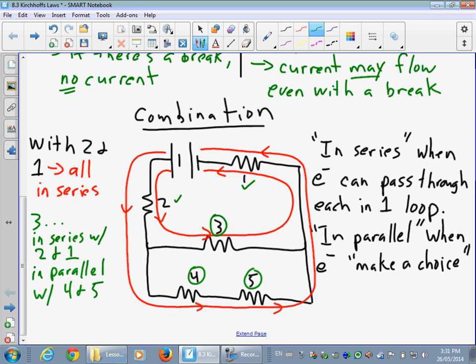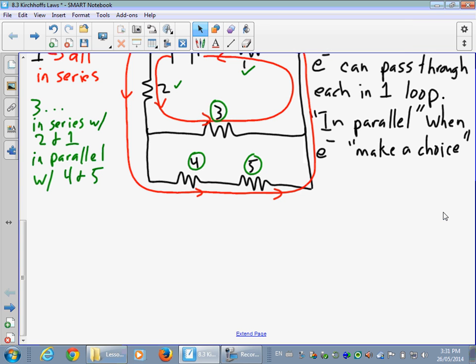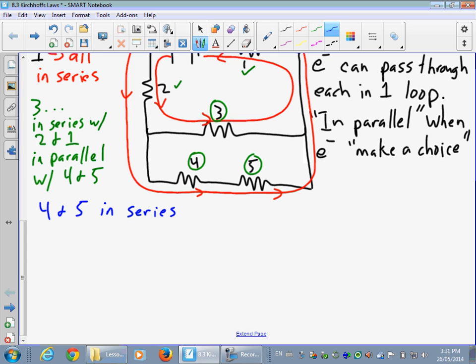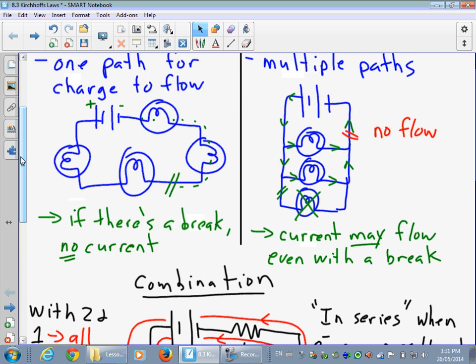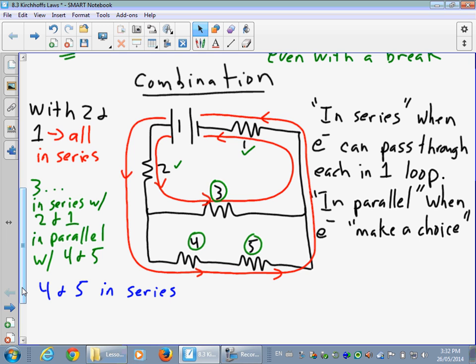The only other combination that we haven't looked at is 4 and 5, and 4 and 5 are in series with each other because the electrons must go through 4 if they are going to go through 5 and vice versa. So this is why we have a combination. If you look at our series circuit up here, on the left, every single one of the light bulbs are in series with each other. On the right side, every single one of the light bulbs are in parallel with each other. So it's a parallel circuit. And as you can see with our combination circuit, some are in series and some are in parallel.